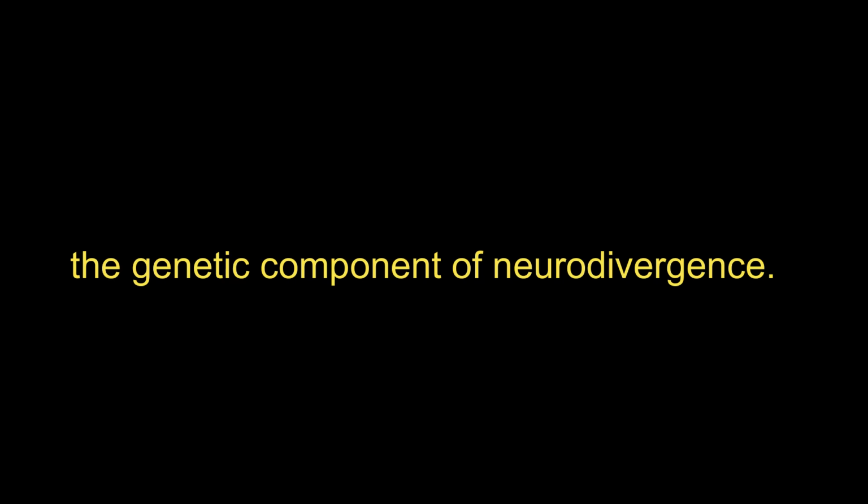Segment 1, the genetic component of neurodivergence. So to start, let's look at the genetic aspect. Research has shown that many forms of neurodivergence tend to run in families. This suggests that genes may play a significant role.